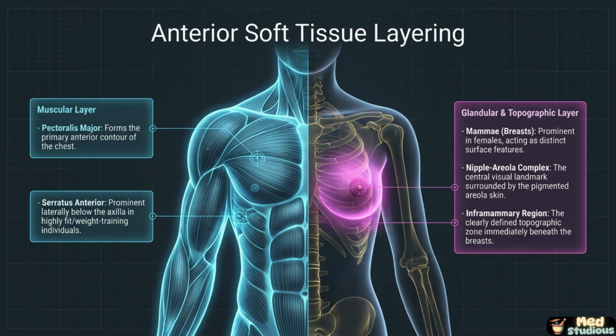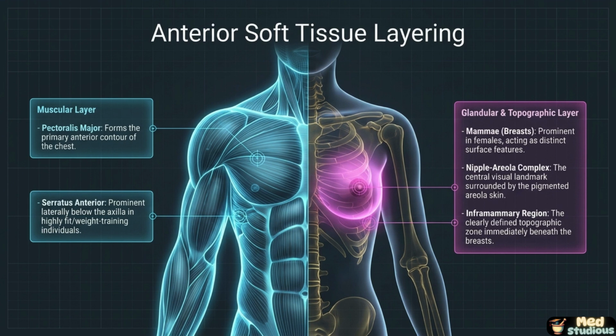Just lateral to it, and below the axilla in well-trained individuals, the serratus anterior becomes visible as a series of muscular slips along the lateral chest wall, a key landmark for assessing long thoracic nerve integrity, as winging of the scapula results from serratus anterior paralysis.